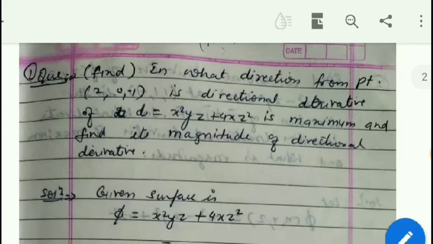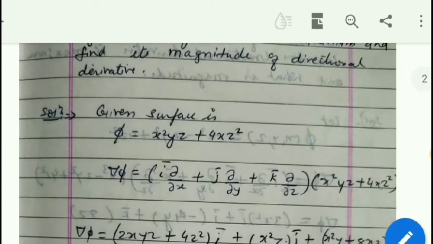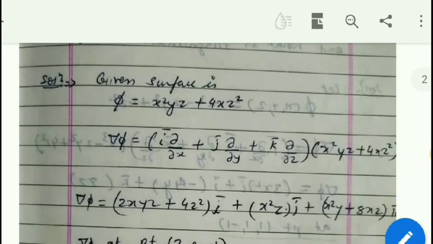Here we have to find the directional derivative and then the maximum directional derivative. The given surface is, here I write phi. So phi is a scalar point function, phi equals x square yz plus 4xz square. Then after that calculate del phi. Del is i bar del by del x plus j bar del by del y plus k bar del by del z into phi.